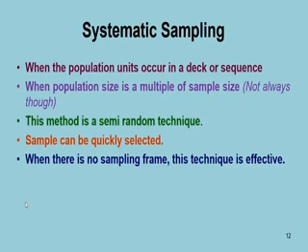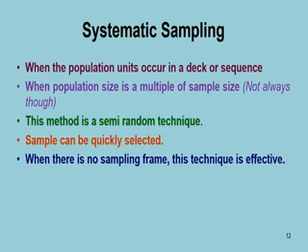Friends, today we are going to discuss systematic sampling. Systematic sampling is another type of random sampling technique, but it is called a semi-random sampling technique because some part of the sampling technique is random and the other part is non-random. Subsequently, when we know about the sampling technique, we will understand why it is called semi-random.